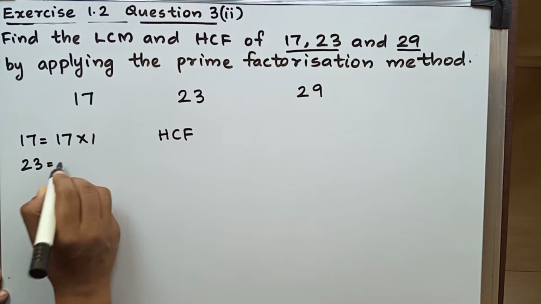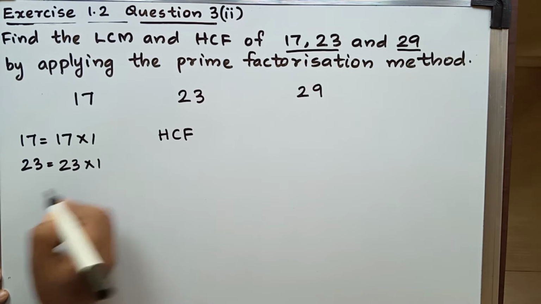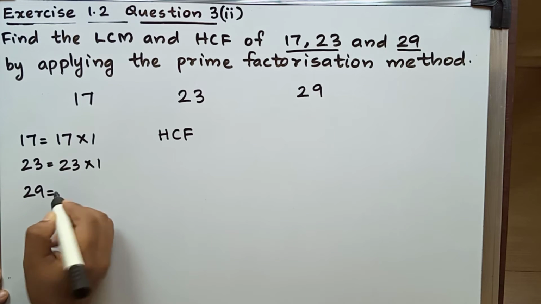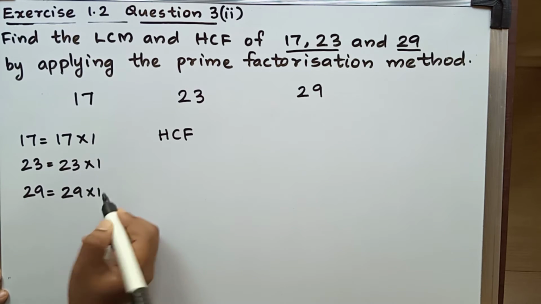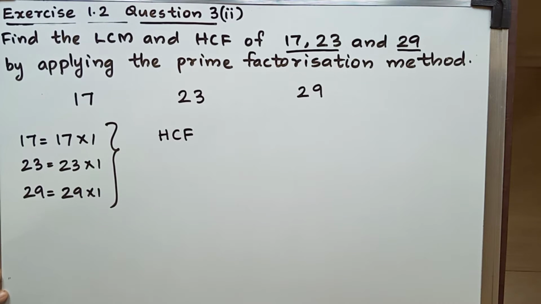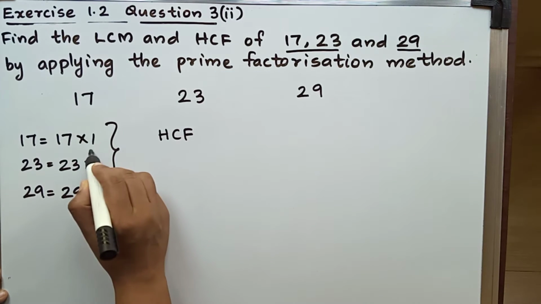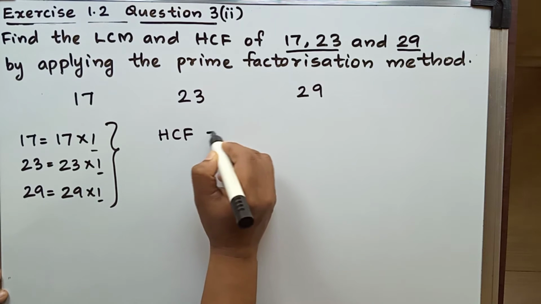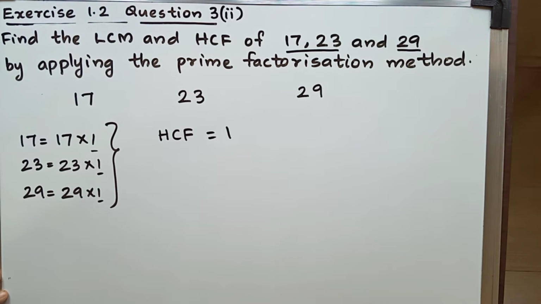23 is also like that. It is 23 into 1, and 29 can be written as 29 into 1. No other factors. See, which comes here as the common factor? 1. So HCF is equal to 1.